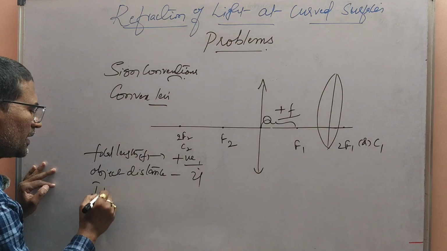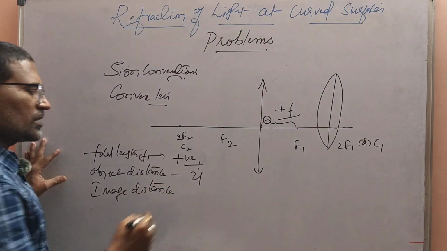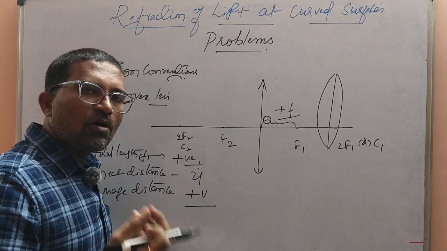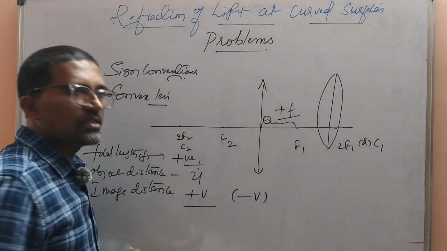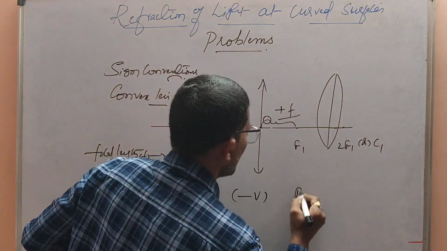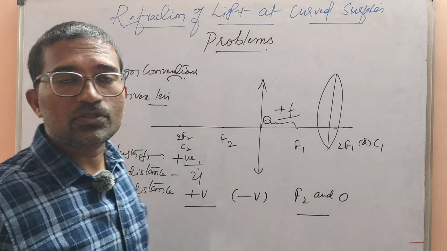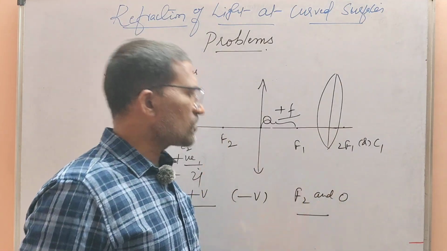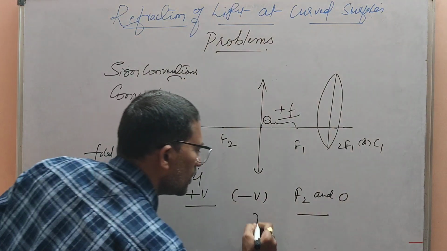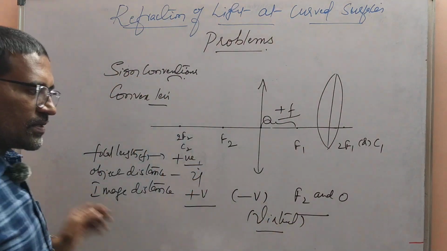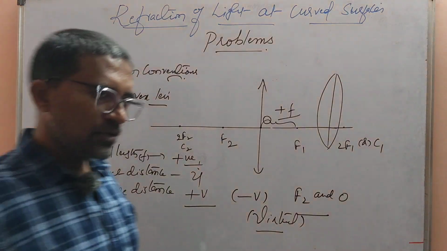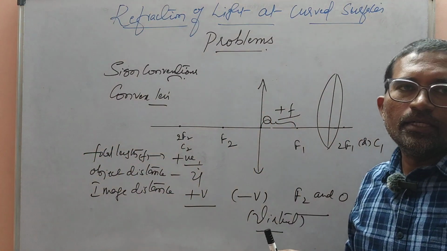is negative, and next is the image distance. Image distance is positive in most cases. Only in one case, if the image so formed is virtual, the image distance is negative. That is, the negative value will come for image distance in a convex lens if the object is placed between f2 and O. In some books it may be f1. If you place the object between the focus and the optic center, then the image so formed will be virtual. So in case of a virtual image, the image distance will be taken as a negative value. I hope you understood. Now this is about the sign conventions for a convex lens.